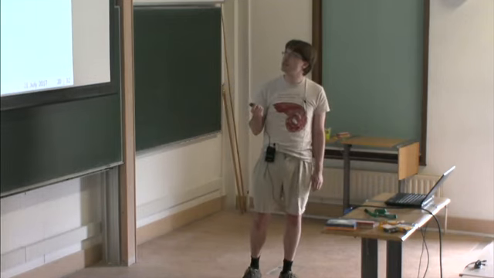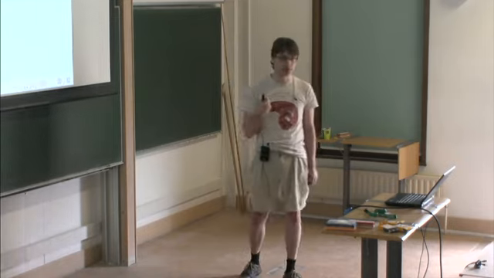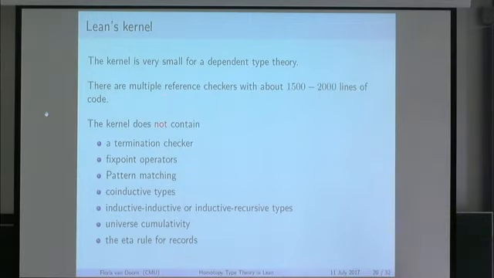So for dependent type theory, the kernel is very small, as I already said. There are multiple reference checkers which can check the proofs, and they are about 1,500 or 2,000 lines of code. Coq and Agda have some features which Lean doesn't have in the kernel, and they are very prone to bugs and inconsistencies. Regularly an inconsistency is found in Coq and Agda, and that is often because of one of those features. Lean doesn't have a termination checker, fixed point operation, pattern matching, and all these things.